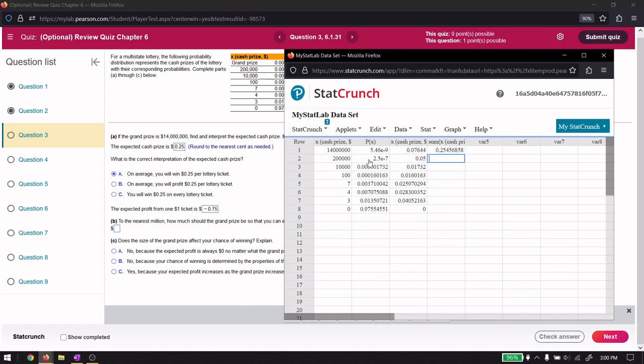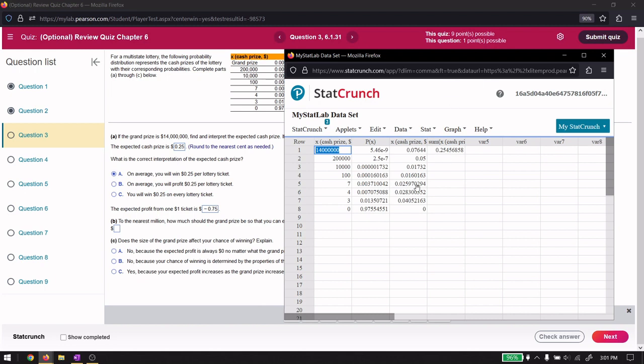What we're trying to do here is figure out how big this number needs to be so our expected value is now equal to 1, because if we expect to win $1 for our lottery ticket and we pay $1, then that is a break-even point.